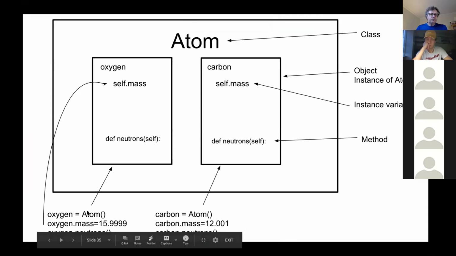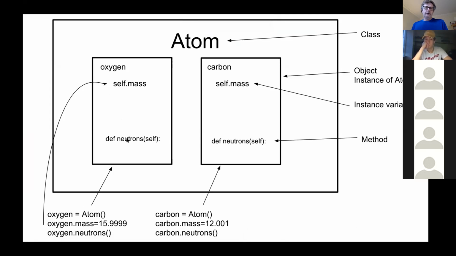Here, I'm creating an oxygen object. Here, I'm talking about oxygen's mass. Here, I'm calling oxygen's neutrons method, neutrons function. And doing the same thing over here with carbon. So I can make as many atoms as I want, and there are all these self-contained things that I can do things with. So this gives us the terminology of the sorts of things that are in a class.